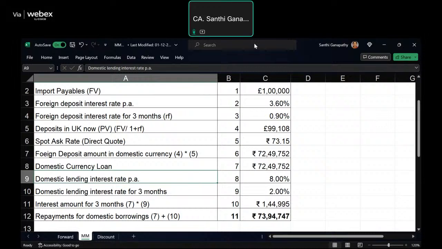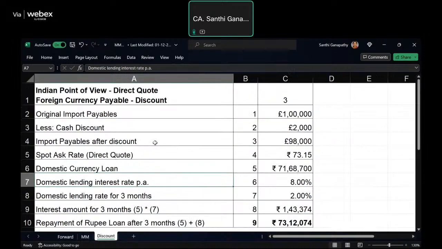Alternatively, what can you do? You can make the payment immediately by taking a loan. You are also entitled to a discount for that. So is this better? All three you have to consider and decide whether it is good.